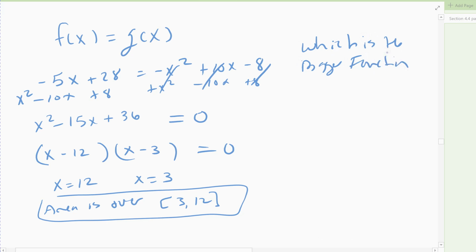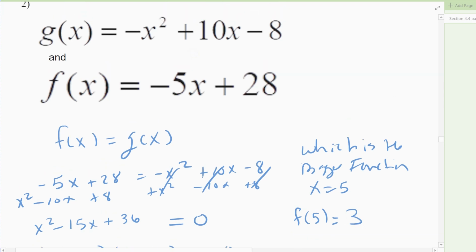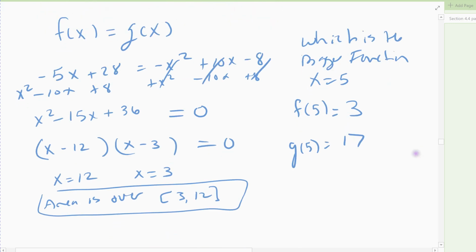Since I'm solving this by hand, I'm going to pick a test point. So a number between 3 and 12, like 5. I kind of like 5s. So I'm going to take 5 and plug it in my function f, and plug it in my function g. I'm taking 5 and plugging it back into these original functions. When I plug 5 into f of x, I get negative 25 plus 28, so that comes out 3. And g, I'm going to plug into the calculator, so that comes out 17. Which means g is bigger. G is greater than f.